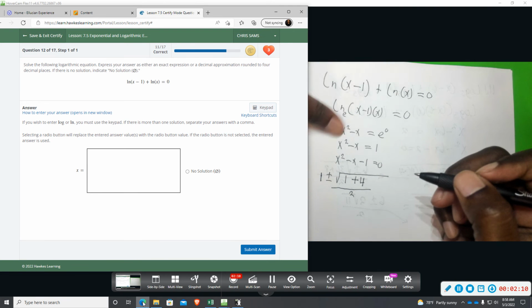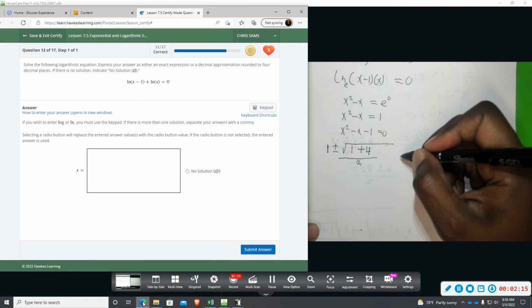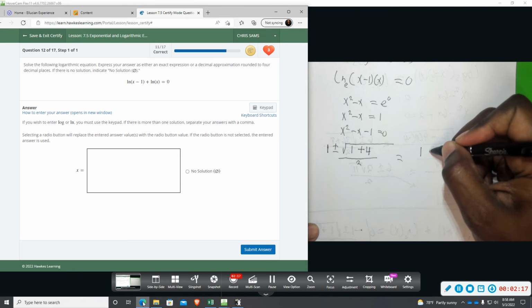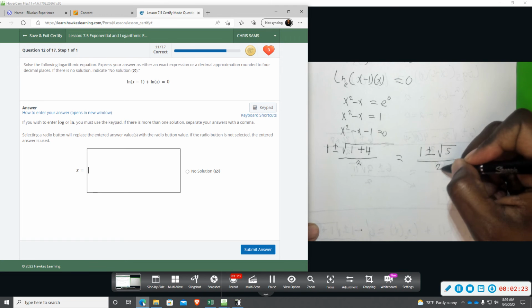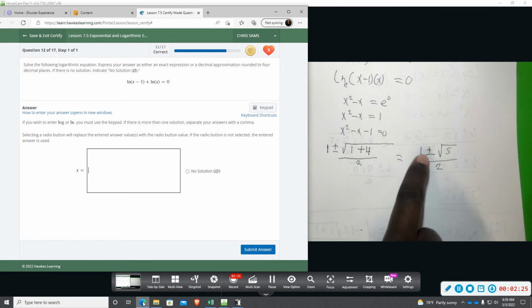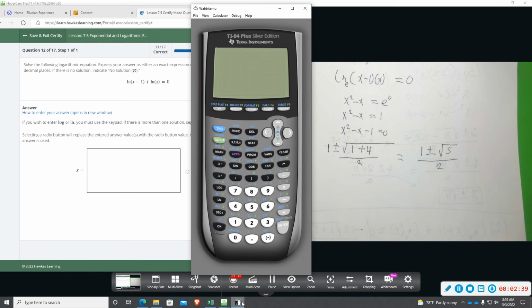So we get 2. Simplifying here will give us 1 plus or minus the square root of 5, all divided by 2. And then at that point, there's nothing else we can do to reduce. So at this point, we will just check to see if those solutions work.